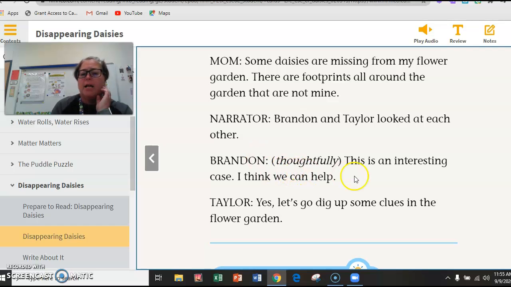See, thoughtfully. This is an interesting case. I think we can help. Taylor. Yes, let's go dig up some clues in the flower garden.